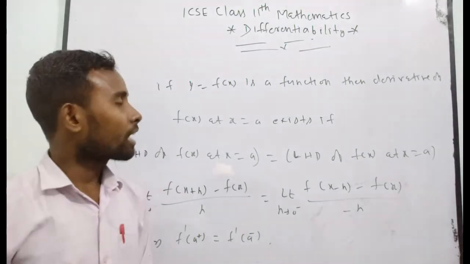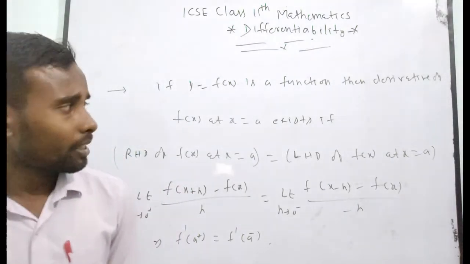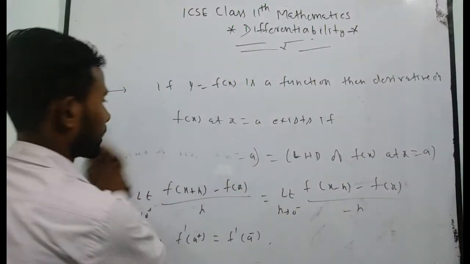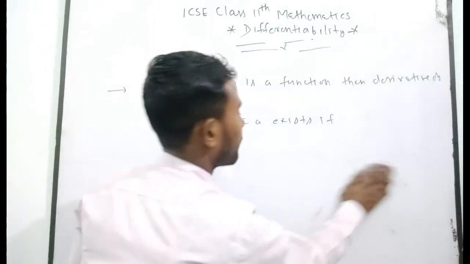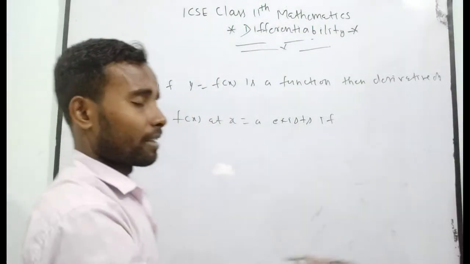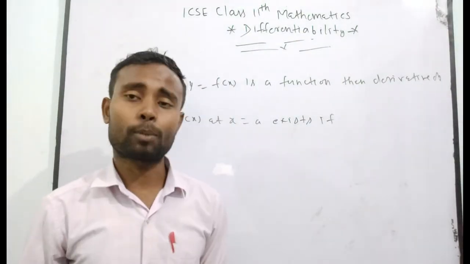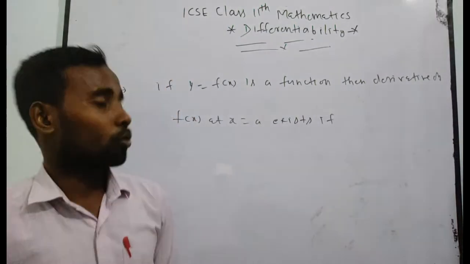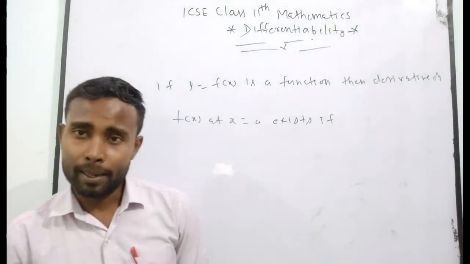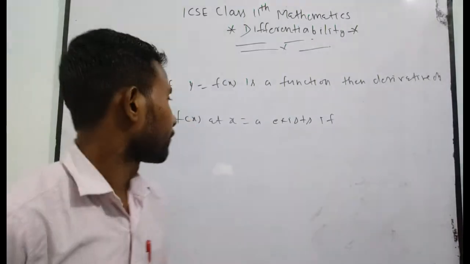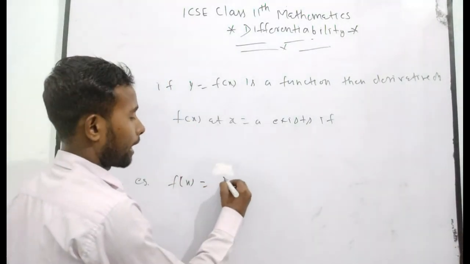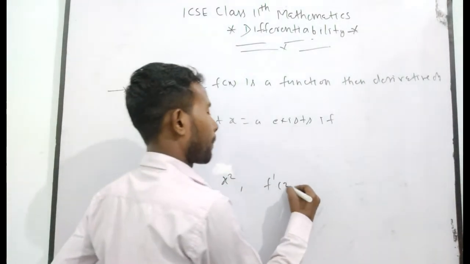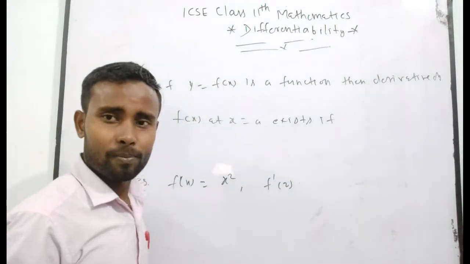Have you understood? Now I want to write another point about it. Suppose that in any question they give you a function f(x) equal to x square, and they tell you to find f dash 2. Suppose f(x) is equal to x square, and you have to find f dash 2. How can you find it?